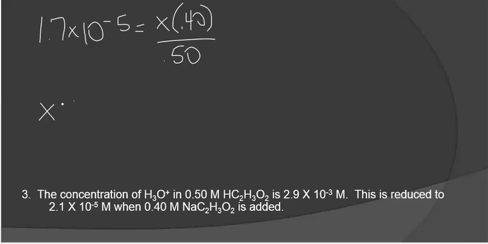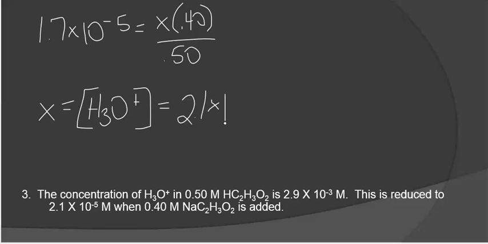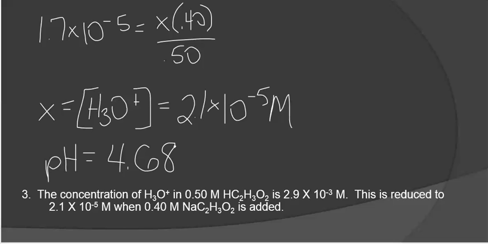We're going to solve for the concentration of hydronium. And hydronium comes out to a concentration of 2.1 times 10 to the negative 5 molar. And then the pH is the negative log of that, so the pH comes out to 4.68. So you can see that that common ion reduced the concentration of H3O from 2.9 times 10 to the negative third down to 2.1 times 10 to the negative fifth. So common ions reduce the concentration of H3O.